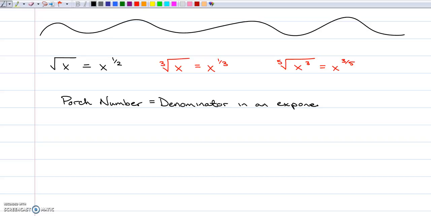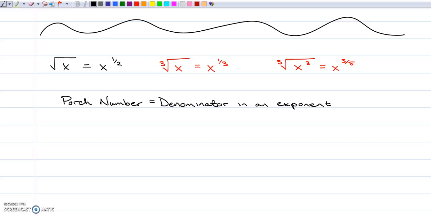I don't feel bad about calling it a porch number because there is no professional academic term for that on the outside. The number sitting on the porch is the denominator. So what would the number that's still inside the radical, what is that exponent? Well, that's the numerator. If you look at that last example, it's x to the 3rd on the inside. Well, that makes sense why it would be 3/5. So the numerator is going to tell you how many of this variable, of this number, you actually have inside of there.